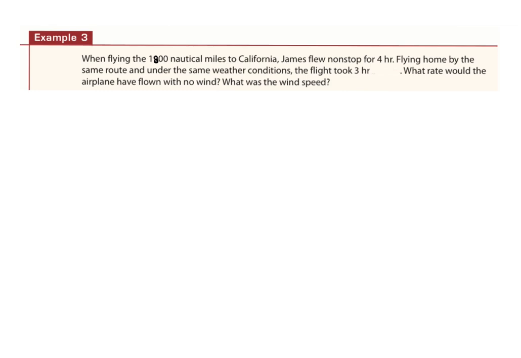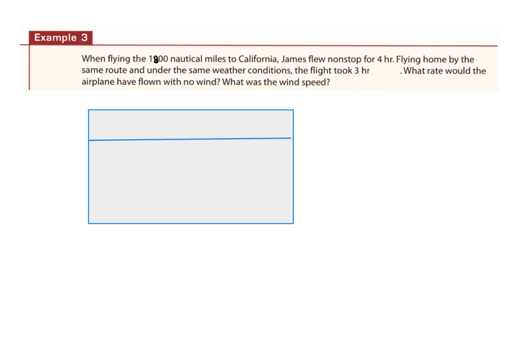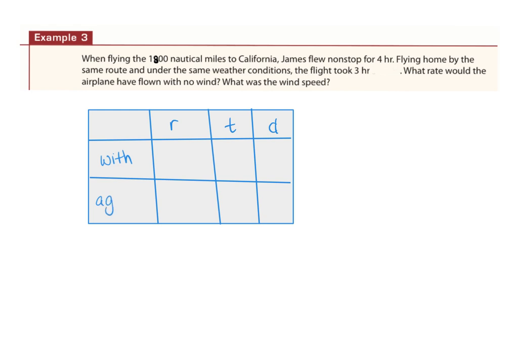And so you're going to do the same thing, but now we have a rate and a time and a distance for the airplane. And now we're going to be talking about wind conditions. So we're going to do the same thing for this that we did on the first example. We have our rate, our time, and our distance. And we're going to say with the wind and against the wind. All right. So against the wind should take longer. Against the wind is that 4 hours.